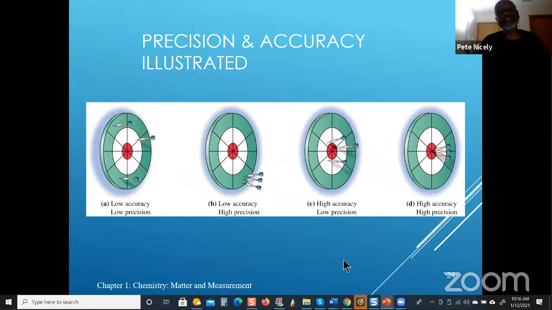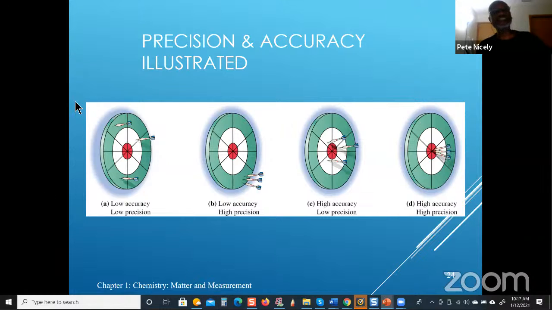Now, to illustrate this further, what we're going to do is look at this example here. What we have here is a dartboard, and of course, if anybody plays darts, you know that you get 3 attempts at scoring. So that's why we have 3 darts. Basically, each attempt in this particular illustration is representative of an act of measuring something, and the center here represents a true value.